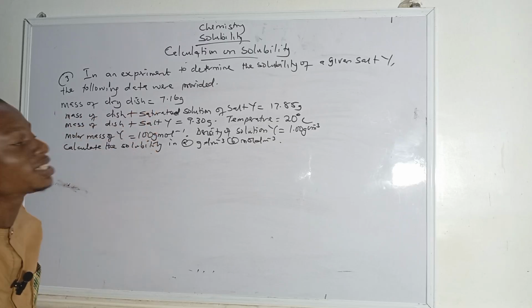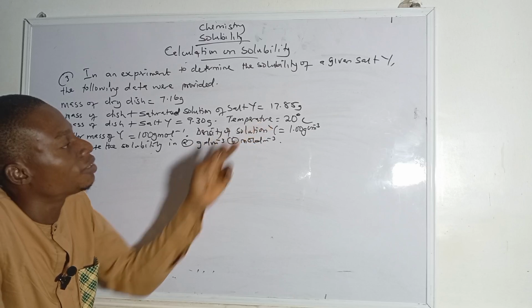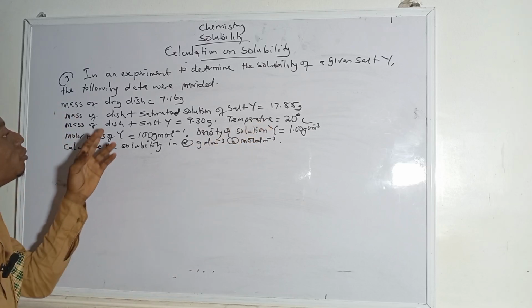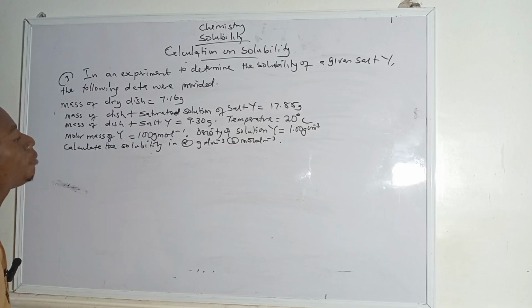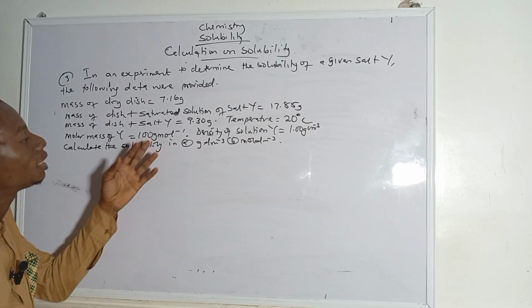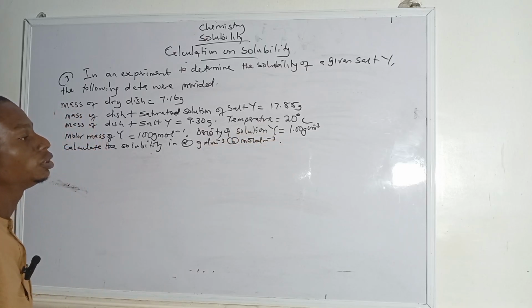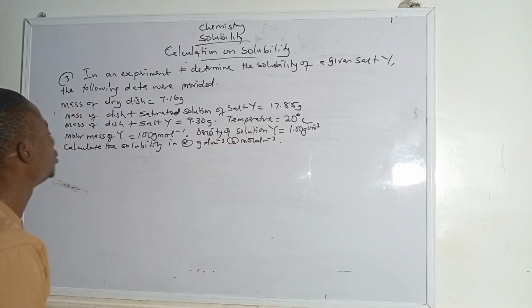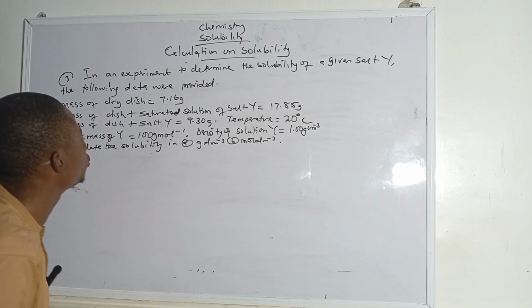Mass of dry dish is 7.16 gram. Mass of dish plus saturated solution of the salt water is 70.85 gram. Mass of dish plus salt water is 9.30 gram. Temperature is 20 degrees Celsius. The molar mass of the salt is 100 gram per mole, and the density of the solution is 1 gram per cm cube. You have to calculate the solubility in gram per dm cube and in mole per dm cube. So let's solve it.